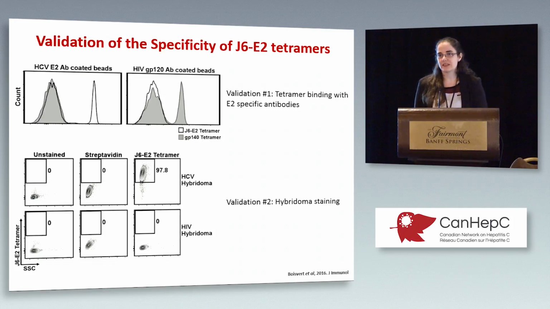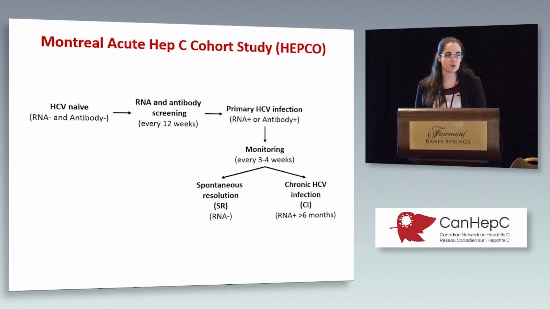Then we wanted to see if we can detect HCV-specific B-cells in infected individuals. So we work with the Montreal Acute Cohort Study, which recruits people who inject drugs that are HCV naive, and we follow them regularly and take blood samples until we get to a primary infection, which is detected either by an RNA-positive test or an antibody-positive test. And we follow them closely during their acute infection until they either spontaneously resolve the infection or develop a chronic infection. First, we worked with chronically infected patients to try to identify those HCV-specific B cells.